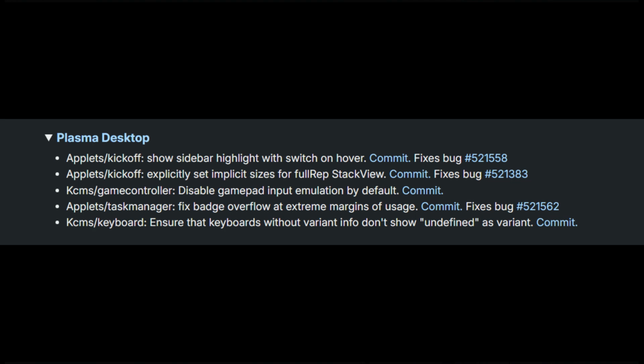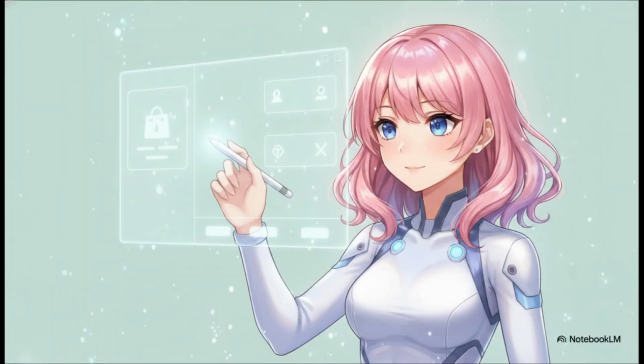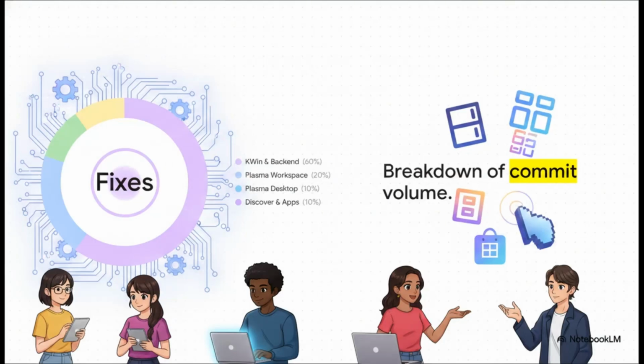In the Task Manager, they squashed a bug where notification badges would literally overflow at extreme margins of usage. These seem like tiny visual tweaks, sure, but fixing notification alignments in App Center URLs drastically improves your daily navigation. It really gives the system that premium feel. Now, what does this all mean when we look at the big picture?